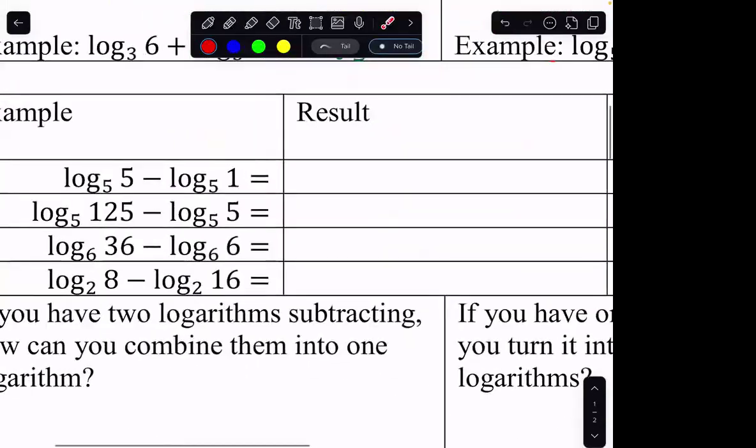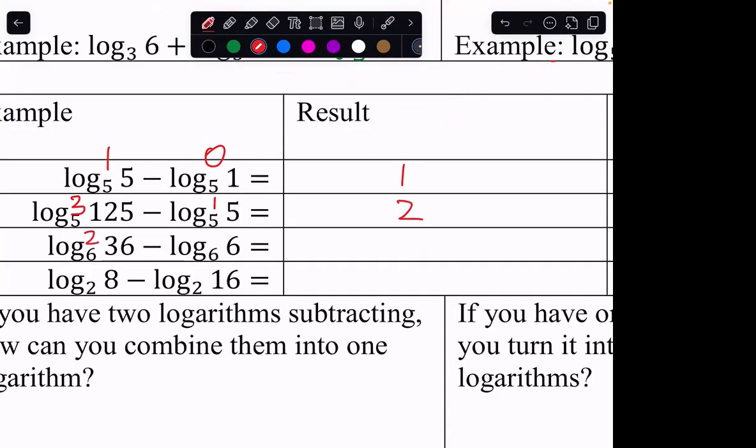Log base 5 of 5, 5 to the first power is 5, 5 to the 0th power is 1. 5 to the third power is 125. 5 to the first power is 5. 3 minus 1 is 2. 6 to the second power is 36. 6 to the first power is 6. 2 minus 1 is 1. 2 to the third power is 8. 2 to the fourth power is 16. 3 minus 4 is negative 1.